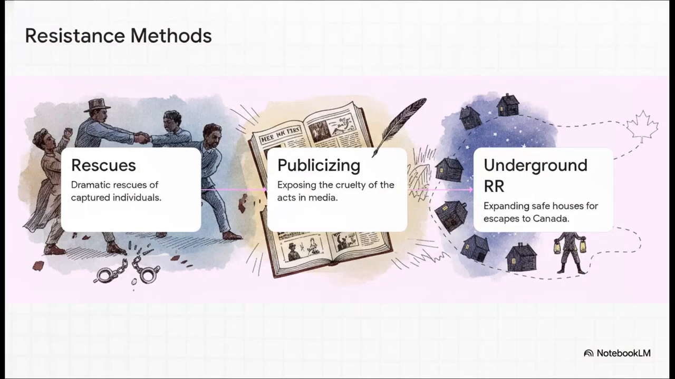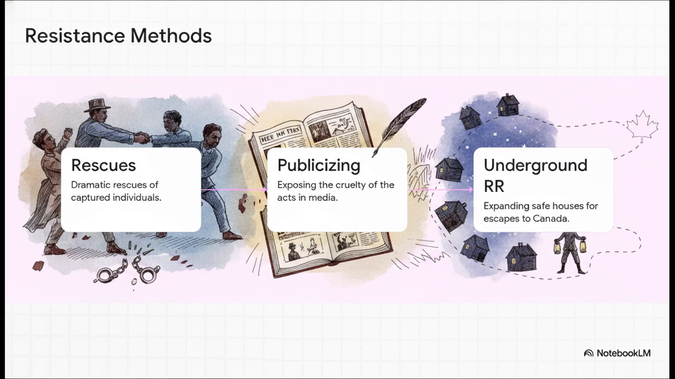When faced with that brutal 1850 law, abolitionists didn't back down. No, they doubled down. Resistance became an absolute moral duty. First off, there were these dramatic, sometimes even violent rescues of captured folks right off the courthouse steps, like the famous rescue of Shadrach Minkins up in Boston. Secondly, they used newspapers and books to loudly publicize the cruelty of these laws, making sure nobody could play the "I didn't know" card. And third, they massively expanded the Underground Railroad.